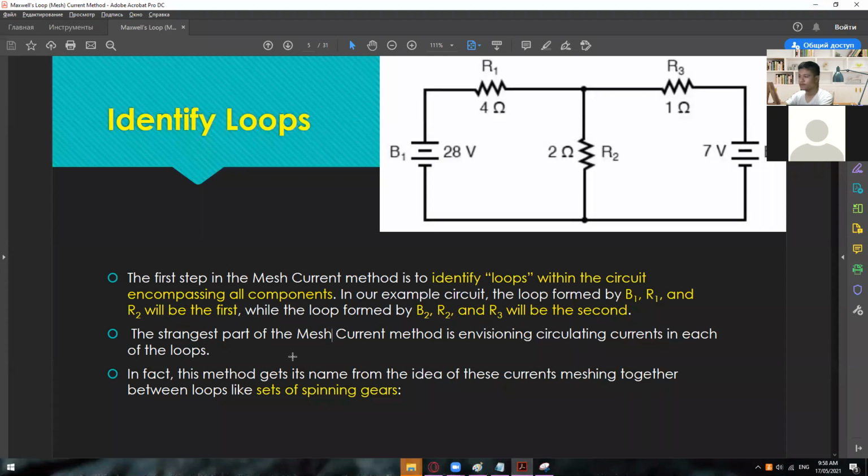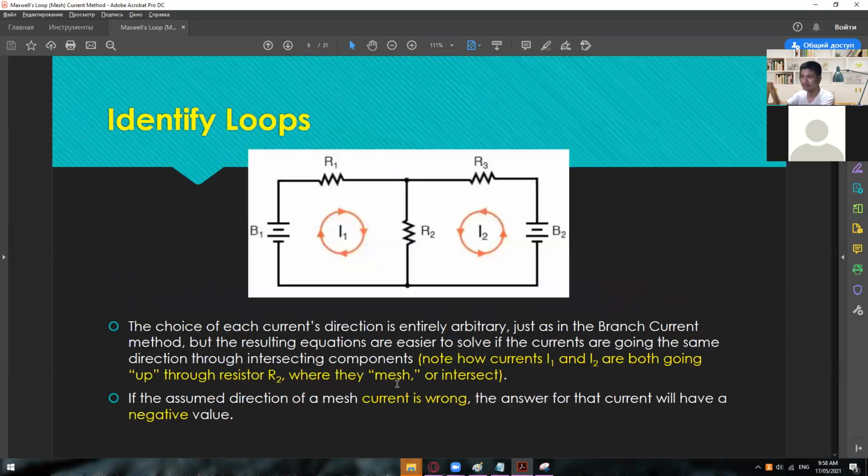And then from here, mesh gets its name from the spinning gear symbol. Yeah, these are just other ideas before on how they came up with mesh analysis because of these spinning gears. Just like I1 is the first spinning gear, and then I2 is the second spinning gear.